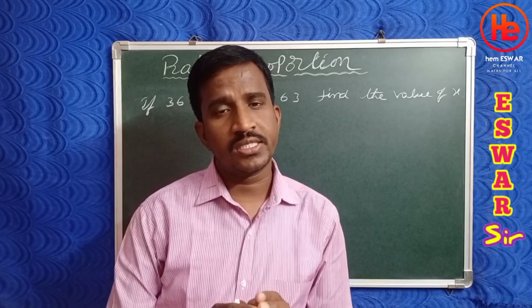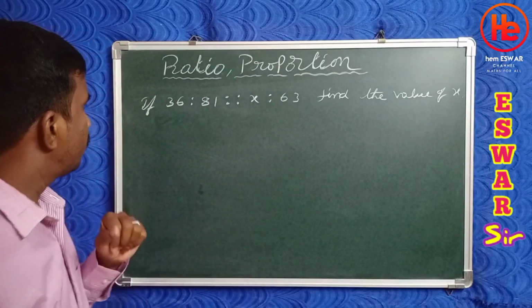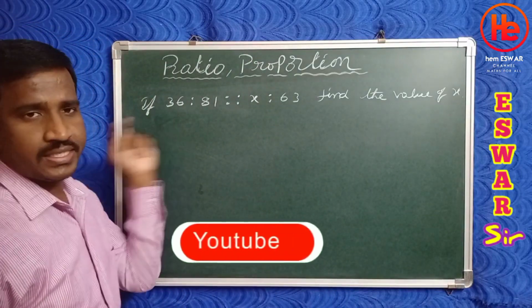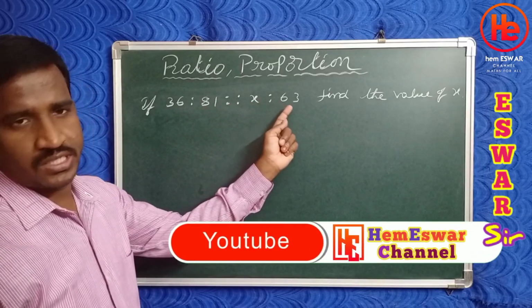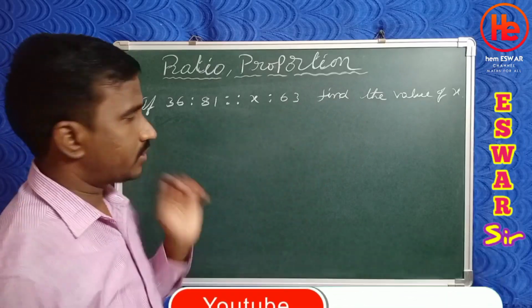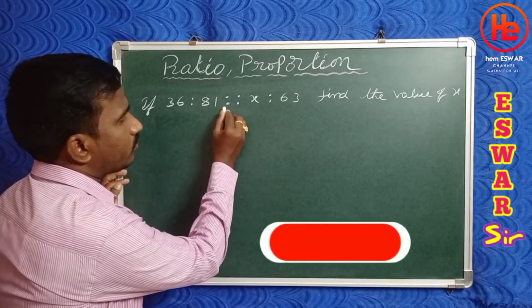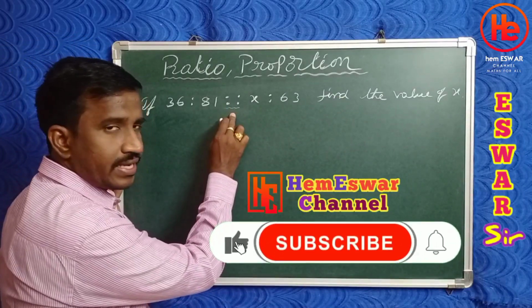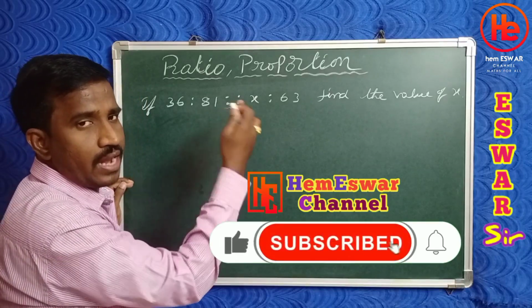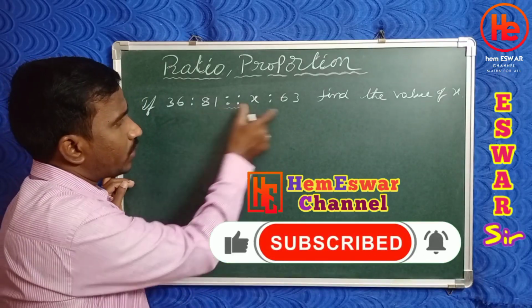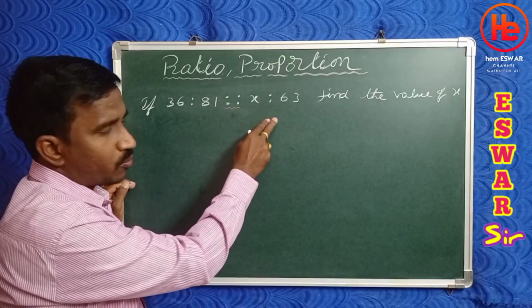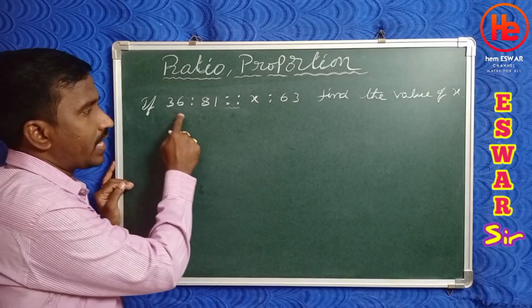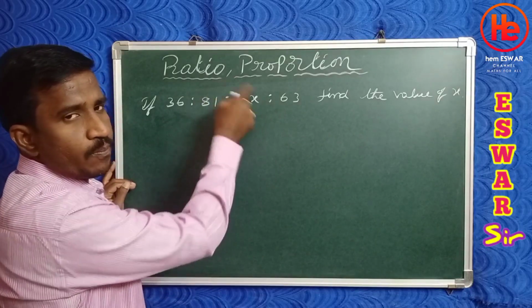Now check applications of proportion problems. First of all, here if 36 is to 81 is as x is to 63, then find the value of x. Already we learned about this symbol. This symbol indicates 'is as', which means these two ratios are in proportion. If two ratios are in proportion, then the product of extremes is equal to the product of means.